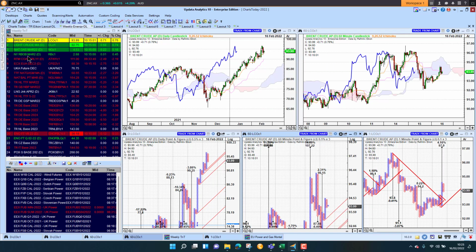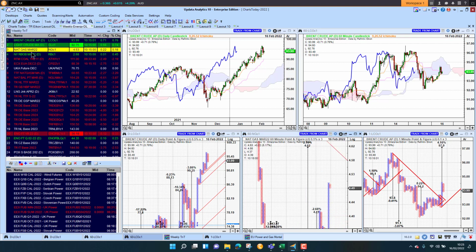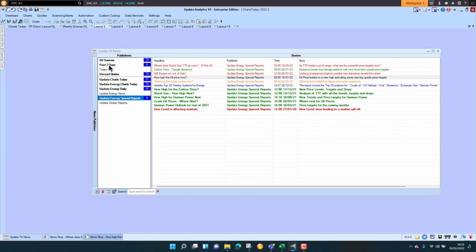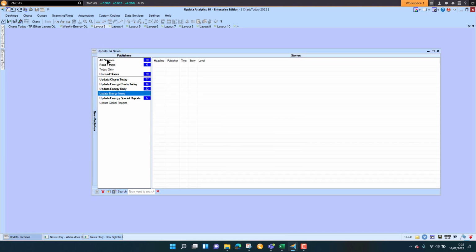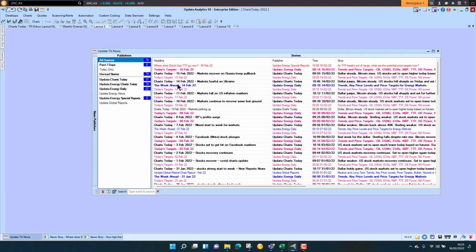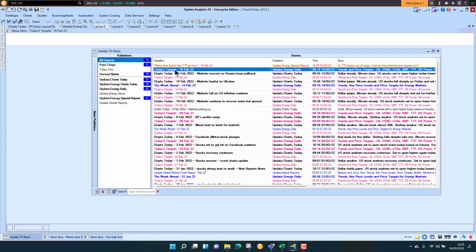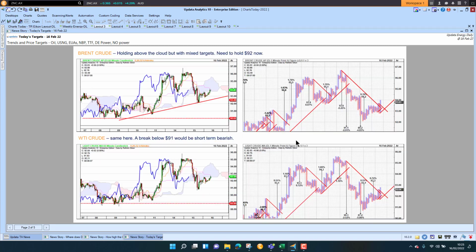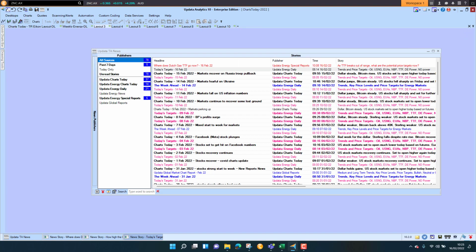So taking a look at US gas, up 5% this morning, and again we put out a report this morning. If you look at the energy news, in fact if you look at all sources, you'll see today's report is there, today's targets, and we have gone neutral on Brent crude, but again we've given all the price targets there and what needs to happen today. So that's the long-term, medium-term and short-term views of the market.